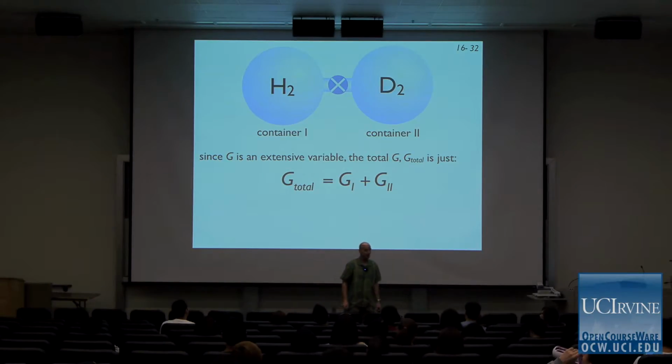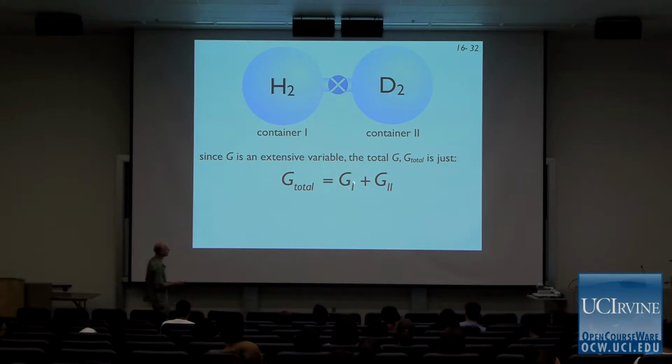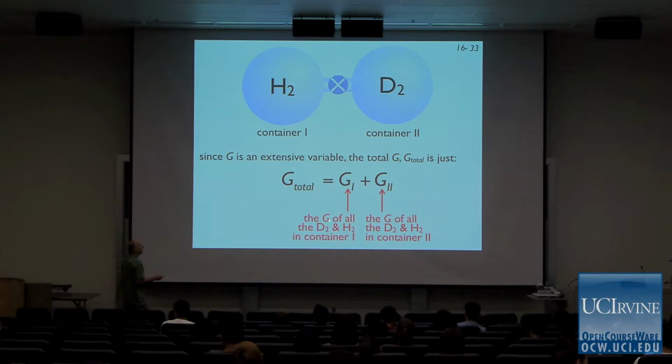Mass is an extensive variable. And the Gibbs energy is an extensive variable. In other words, I can think about the Gibbs energy in container 1, the Gibbs energy in container 2. The total Gibbs energy between container 1 and container 2 is the sum. That's not true of the temperature, is it? So it's an extensive variable. That means I can write the total Gibbs energy in terms of the Gibbs energy of container 1 and the Gibbs energy of container 2. This G1 represents the Gibbs energy of all the D2 and H2 in container 1, and this G2, you get the idea.